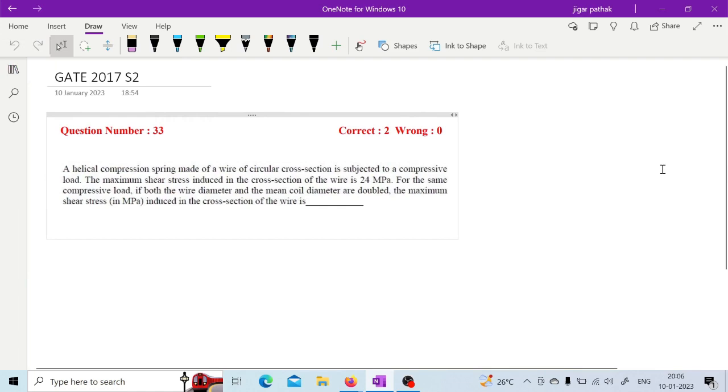A helical compression spring made of a wire of circular cross-section is subjected to a compressive load. The maximum shear stress induced in the cross-section of the wire is 24 megapascal. For the same compressive load, if both wire diameter and the mean coil diameter are doubled, the maximum shear stress induced in the cross-section of the wire is. This you can do, I guess, by yourself. Can you calculate and let me know what you are getting?